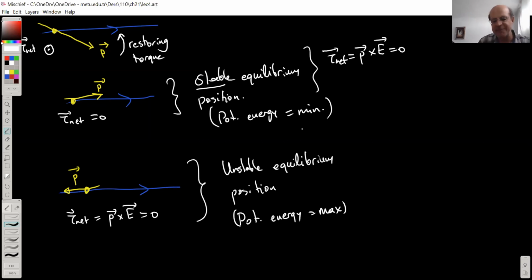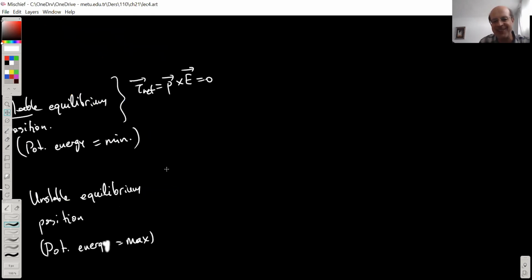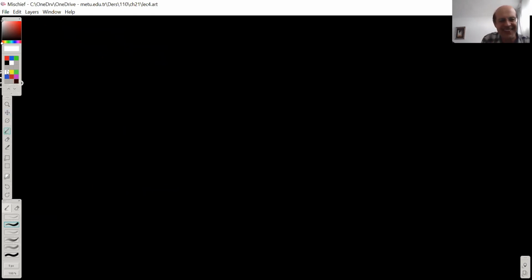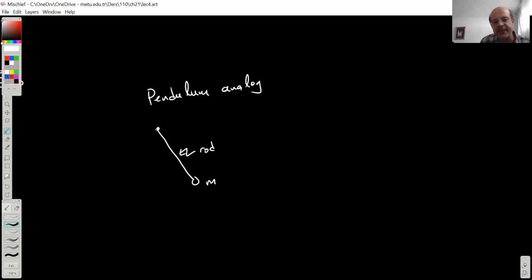Let me make this pendulum analogy, right? Sorry about this, but there are actually quite similarities in here, an analogy. So in the case of the pendulum, I'm going to assume that this is not a string, but a rod. Let's say that this is a rod, this is a mass, fixed in here, and there's this swinging motion in here.